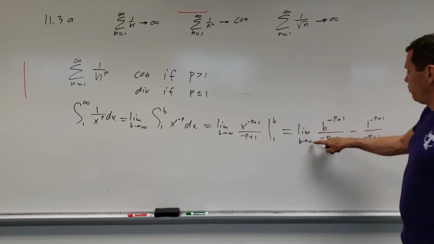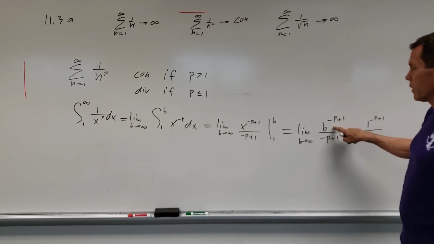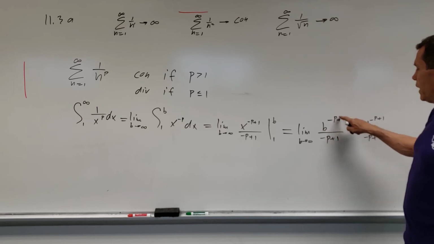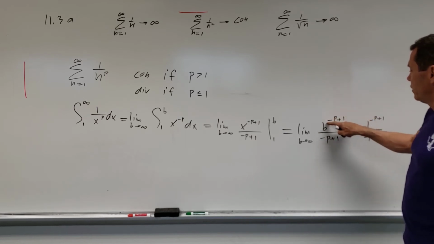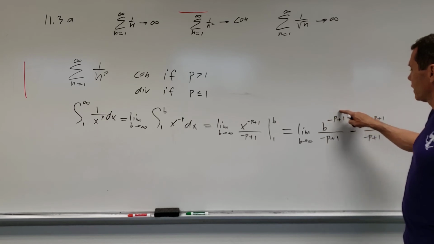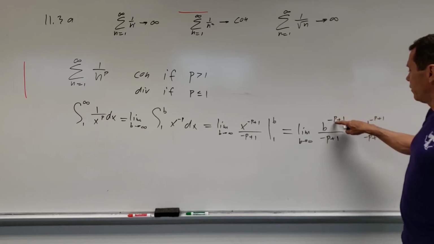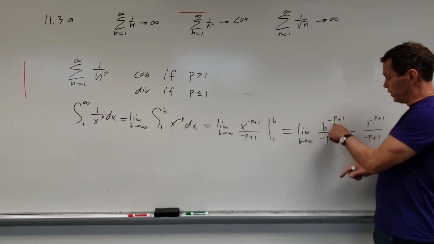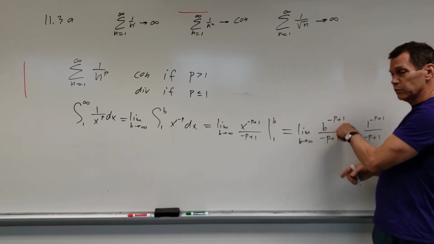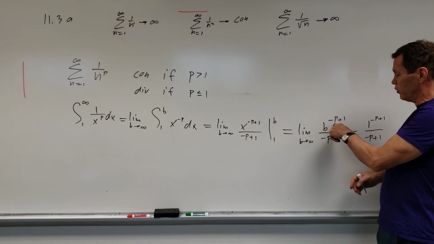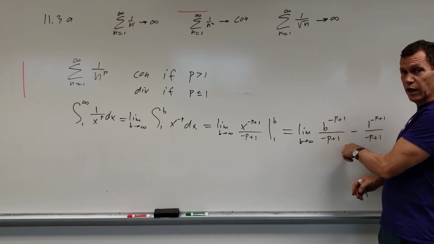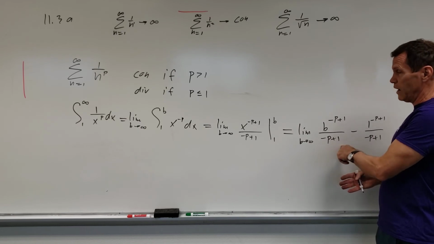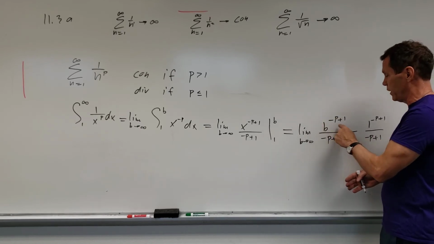Well, b is getting bigger and bigger and bigger, so I need to put it on the bottom. I need this thing right here to be a negative number. Now let's plug in some values. If p was equal to 2, then minus 2 plus 1 is a negative number. If p was equal to 1, that's going to be 0, and that's going to screw this whole thing up. So p can't be 1. I have to go back and look at that case separately.